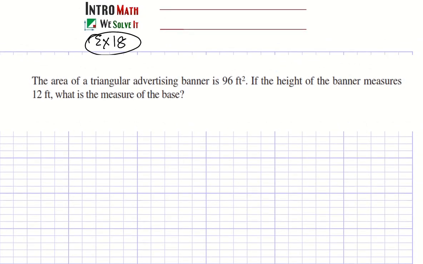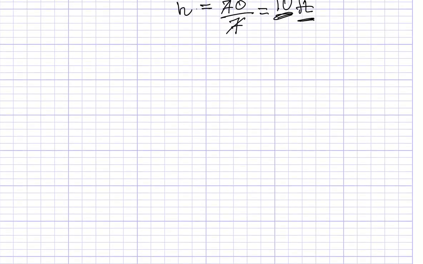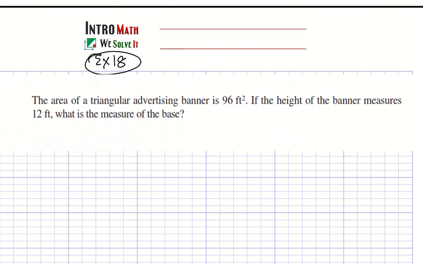Okay, so we'll move on here. What is this one here? It said the area of a triangle. That's the same one. No, it's not the same. This is different, but it sounds the same. I thought I copied it wrong. Area of a triangle advertising banner is 96 feet. If the height of the banner measures 12 feet, what is the measure of the base?